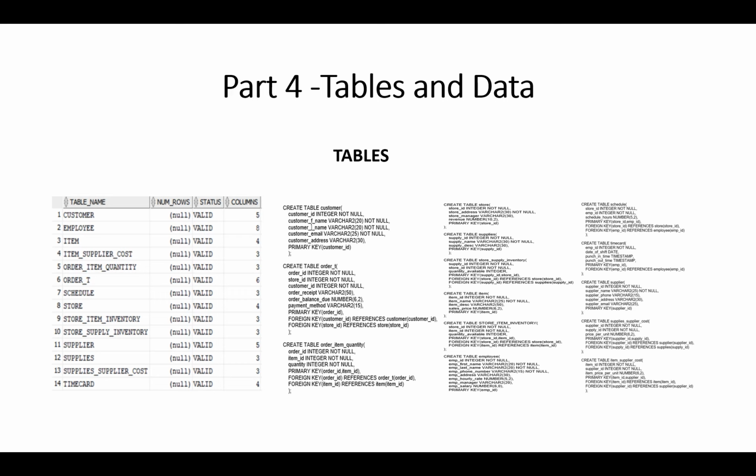Some of the tables that you see here are the customer table, employee information, item supplier cost, the order item quantity. You have schedule, store item inventory, order transactions. That's the order underscore T.